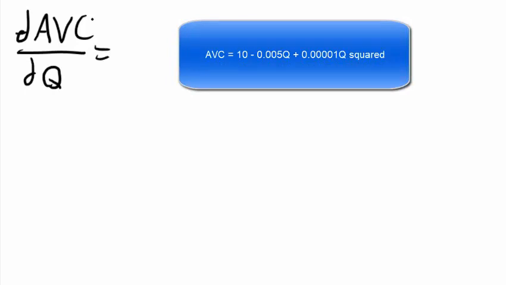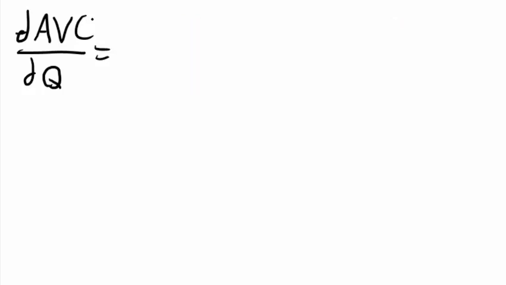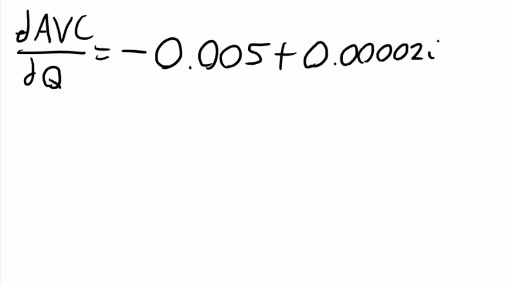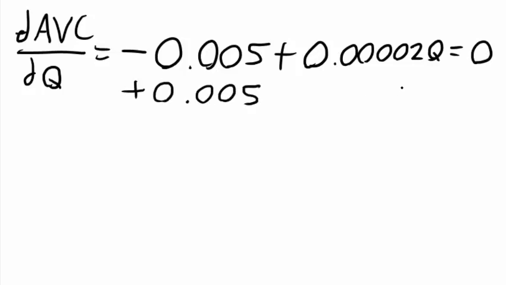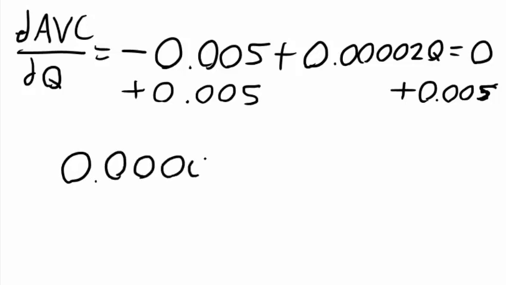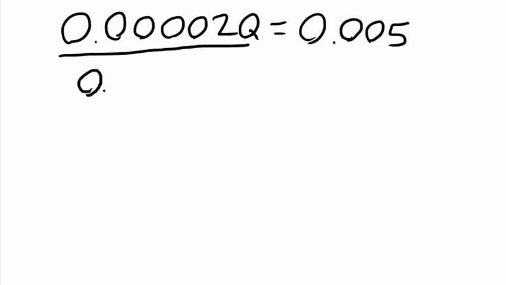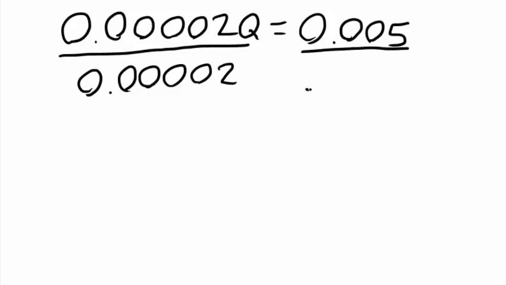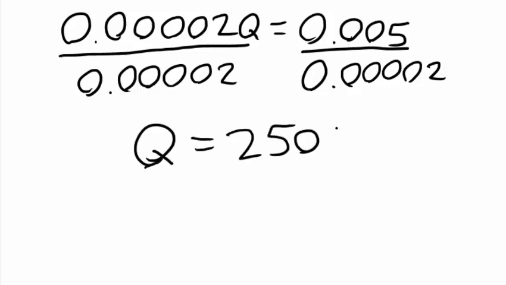And if we take the derivative of the average variable cost function, which was originally 10 minus 0.005Q plus 0.00001Q squared, we get negative 0.005 plus 0.00002Q, and that equals 0 because we're finding the cost minimizing quantity. And if we add 0.005 to both sides, we get 0.00002Q equals 0.005. And if we divide both sides by 0.00002, we find Q to equal 250. And this quantity will give us our minimum cost we can achieve.